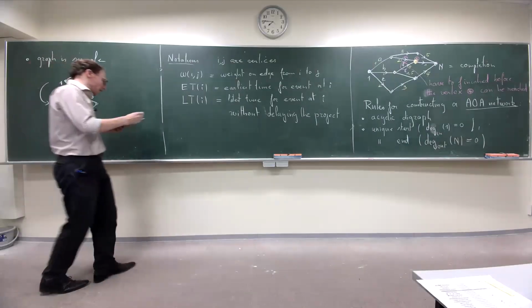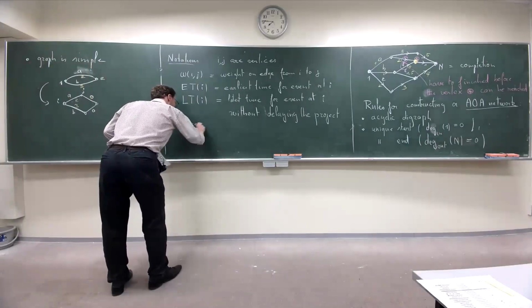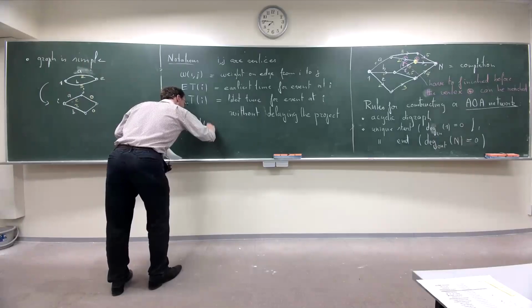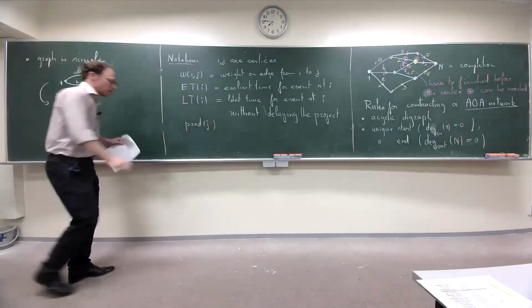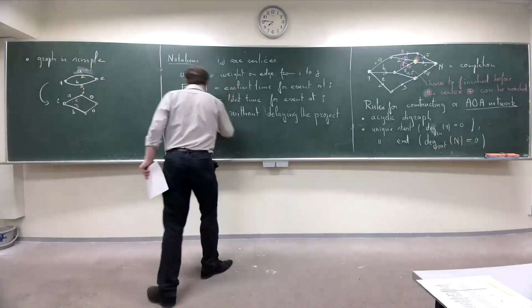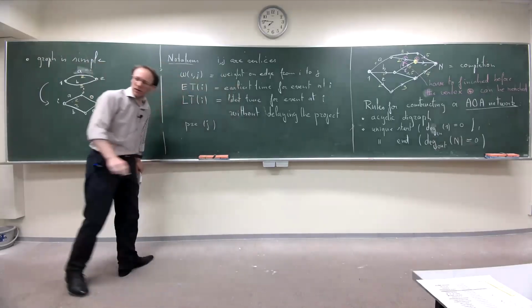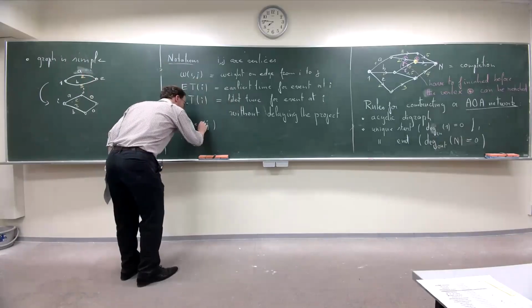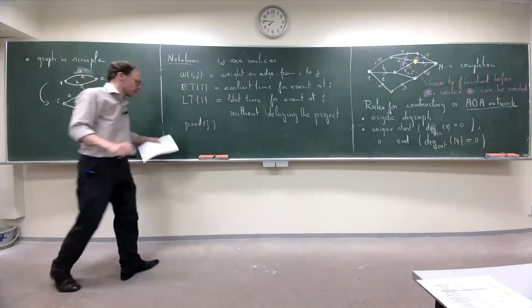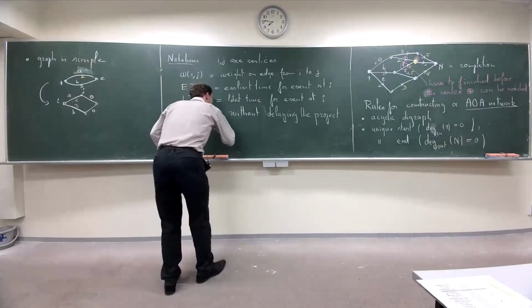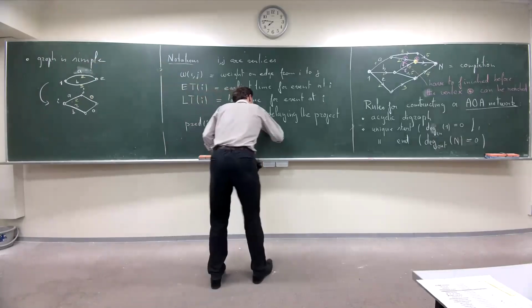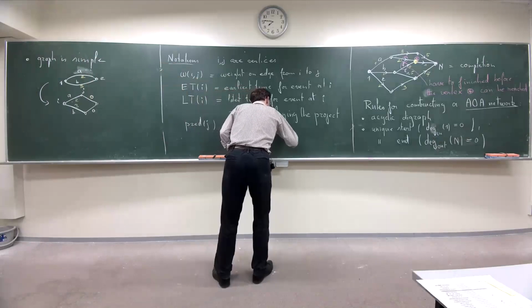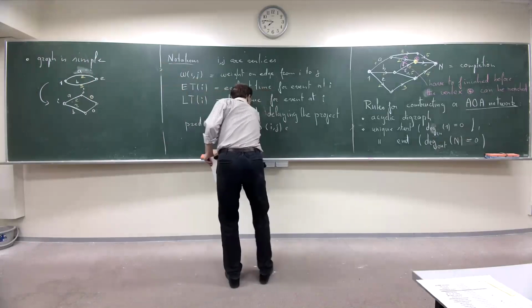There are two more definitions. What is pred of J? Oh, maybe it should be pres. I don't know. In the notes, did I put pred or pres? Okay, if somebody can tell me if it is a D or a C. What is it? It is the set of I such that there exists an edge IJ.